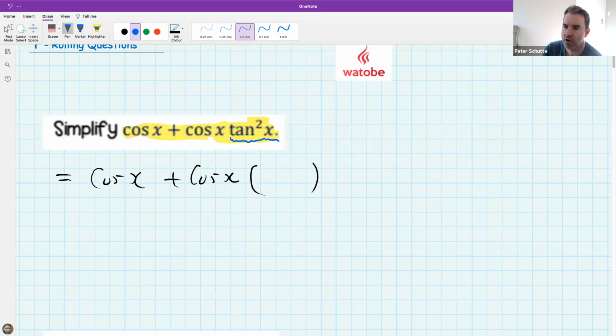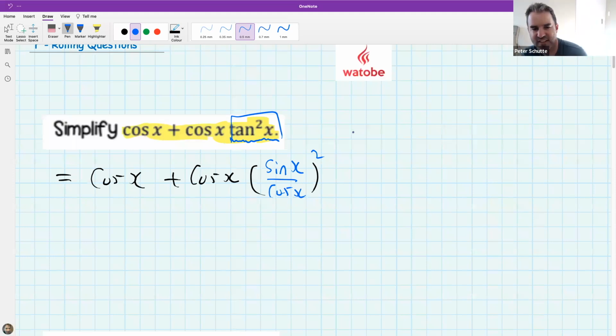Okay, so I think maybe I lost you there, but what I was thinking is we can change tan x into sine x over cos x, but then that must also be squared still. So I'm going to change that bit into sine x over cos x, all squared. Give me a thumbs up in the chat if you feel like you understand what I did there. Give me a thumbs down if you feel like you don't.